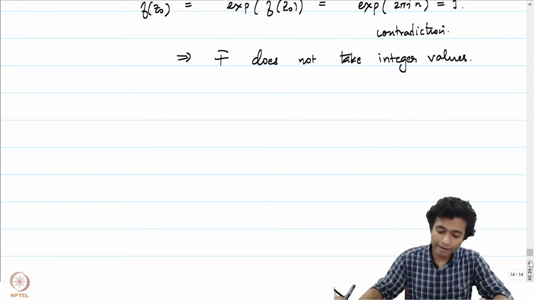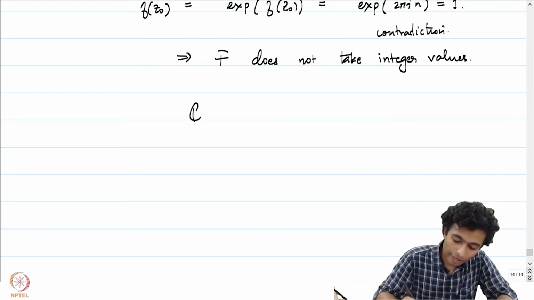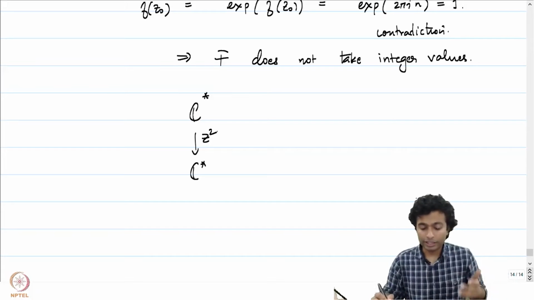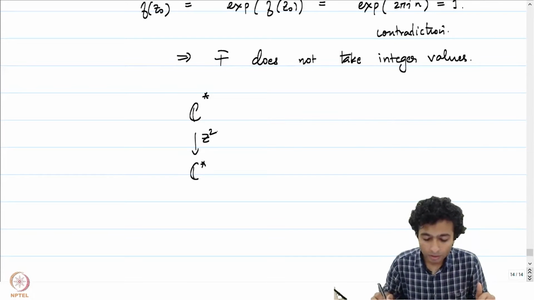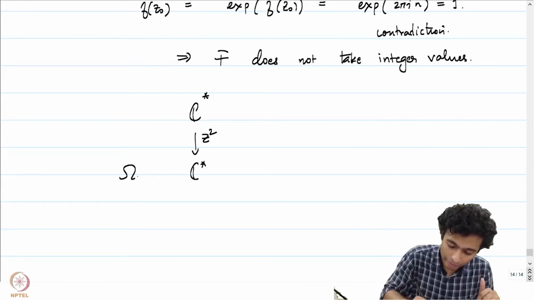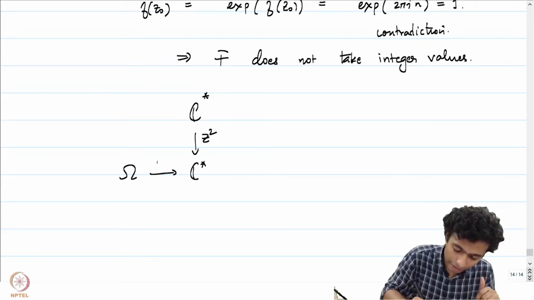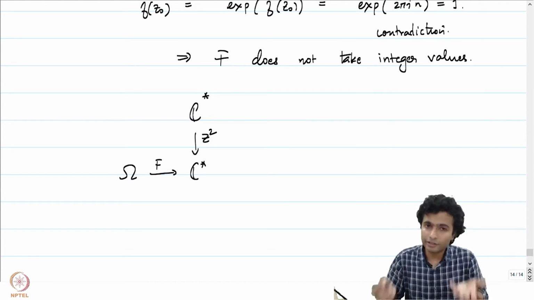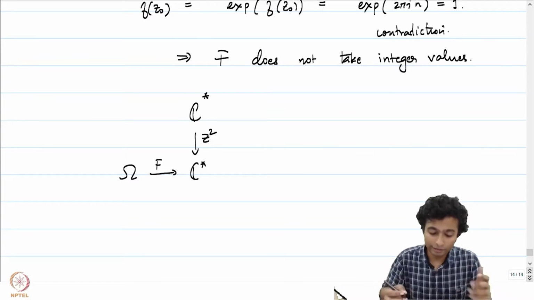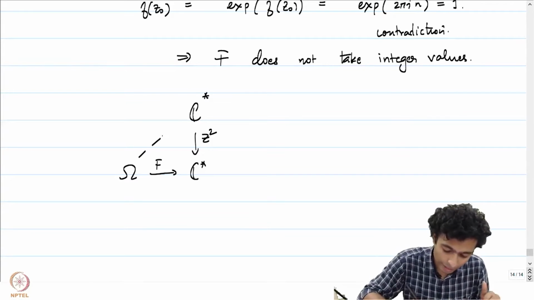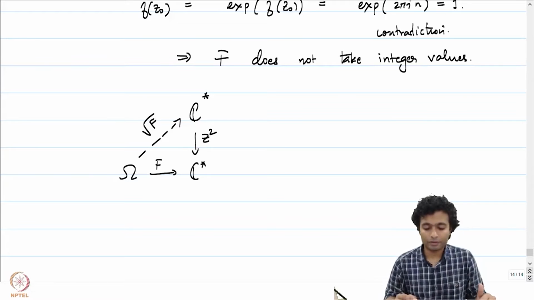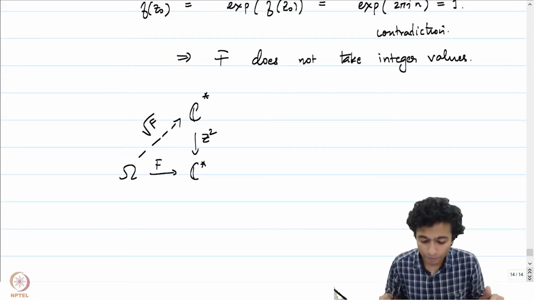So in particular, we have now two maps. We have a map from C star to C star given by z going to z squared, that's a covering map, and we have a map from omega to C star given by capital F. Notice that capital F doesn't take integer values, in particular it doesn't take the value 0, and we have a lift which I am going to denote by square root of F. It's actually the branch of the square root function.